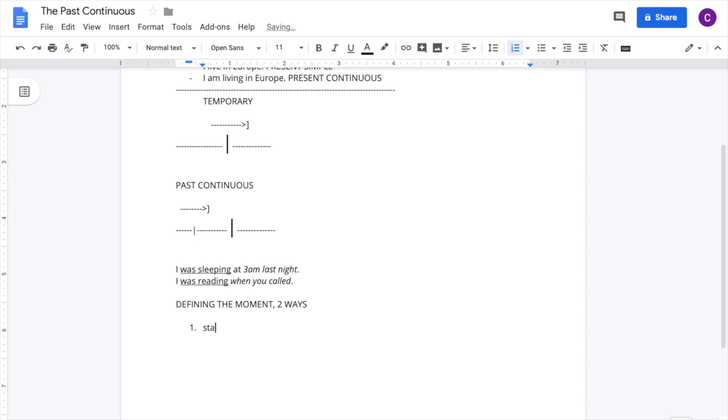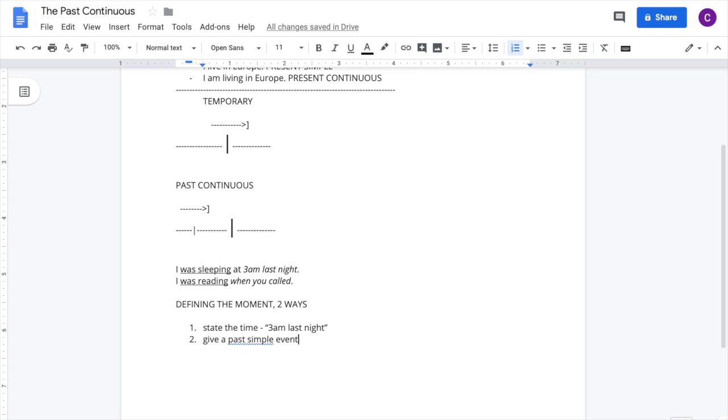One is just to state the time. So just give a time. 3 a.m. last night. And the other way is to give a past simple event.